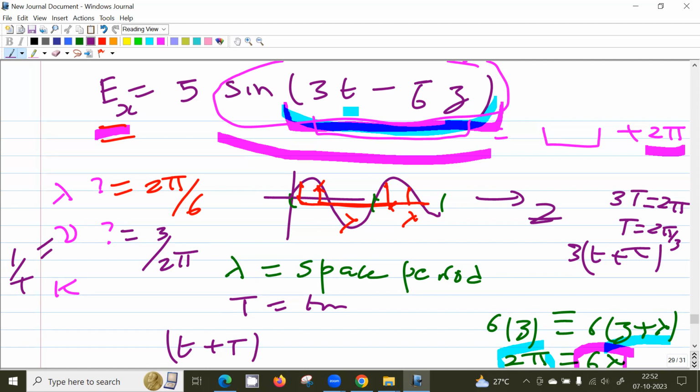Okay. So given this waveform, I can find the wavelength and the frequency. And there is one more quantity called wave number, which is nothing but 1 by lambda. This is basically the number of wavelengths per unit length.